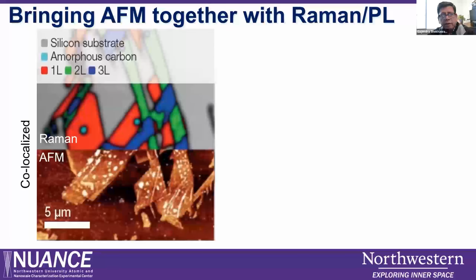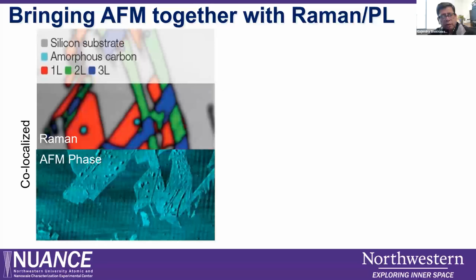And then when we bring this AFM together with the Raman and PL, you can do co-localized AFM Raman. That means you have an AFM image, and then you can precisely move the AFM probe to a specific location, and then you can do a Raman mapping also. So basically you have two images side by side. Along with that, you can do a phase imaging in the AFM.